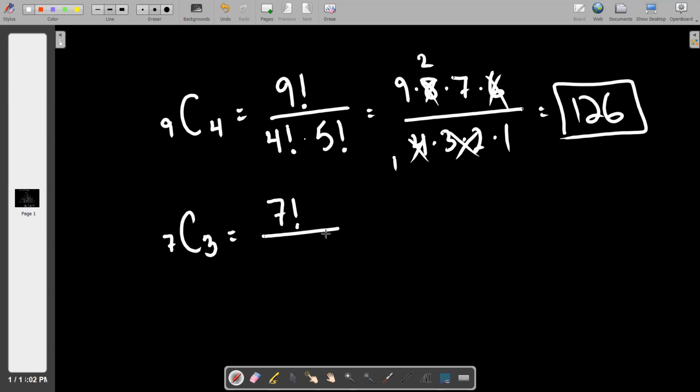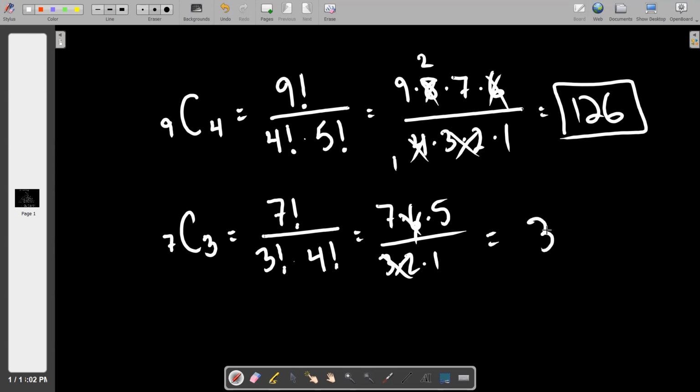Well, at least there were good Christmas jokes, right? So we have 7 factorial over 3 factorial times 4 factorial. And again, I'm going to write out the 7 and the 6 and the 5. And then I'm only going to write out the 3, the 2, and the 1. The 3 and the 2 are going to go to 6. And this one is, yes, 35.